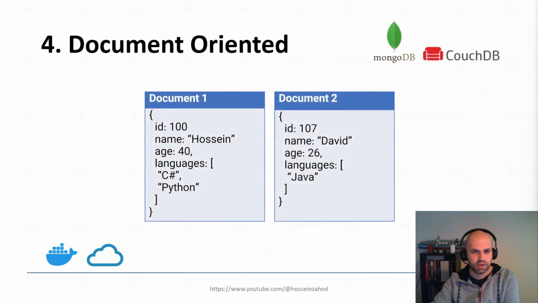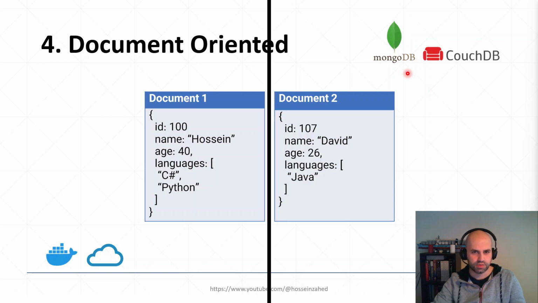So then we can come up with a document one, for example, which holds a data set with the ID of 100, and it contains the user information plus the programming languages. So we can have another document for David, for example, containing the information related to David. MongoDB and CouchDB are two popular options in this space.